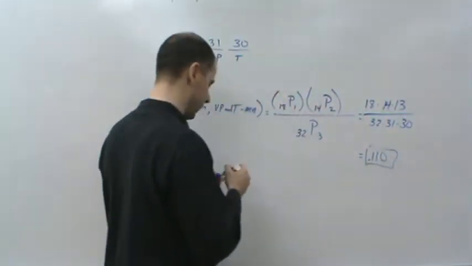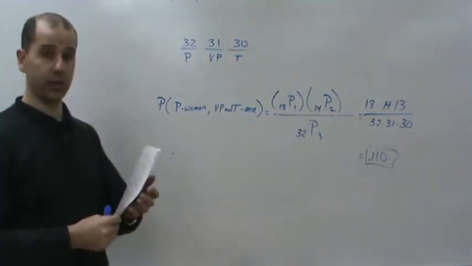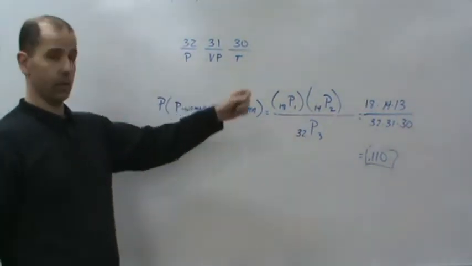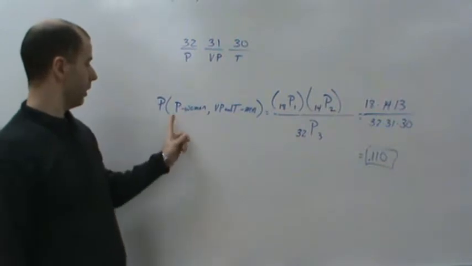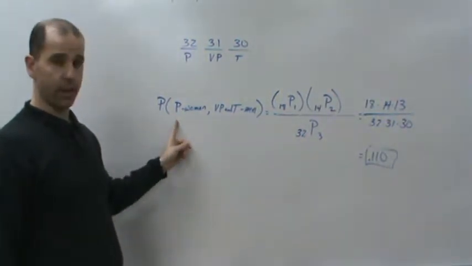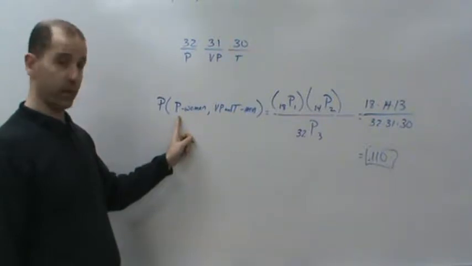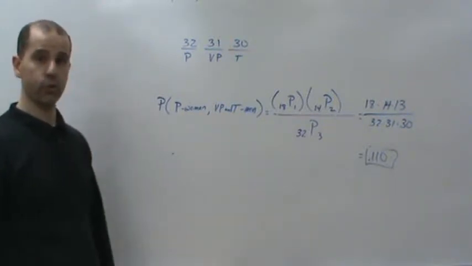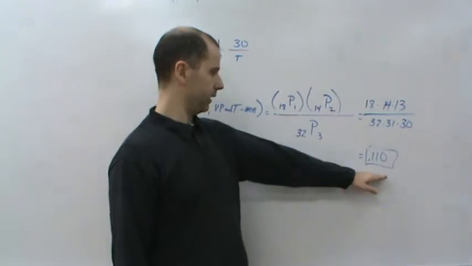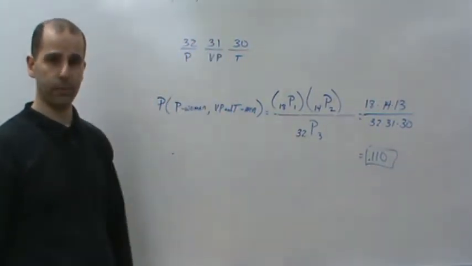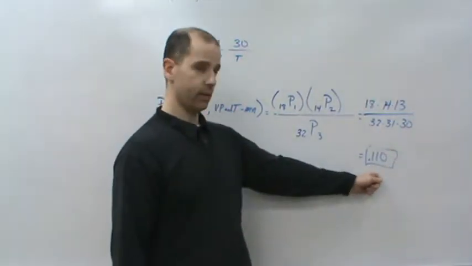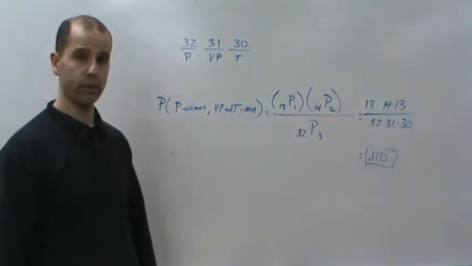That's the probability of randomly choosing a vice president, president, and treasurer where we get a woman as president and men for the other two positions. So that probability, if we randomly just selected 3 people, that we would get that as 0.110.